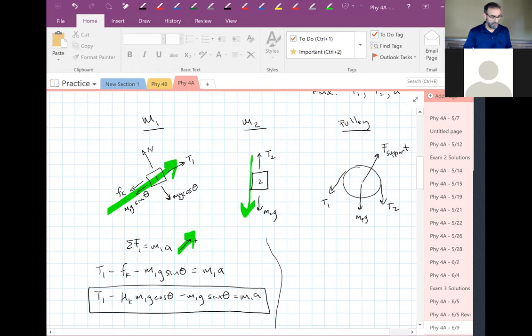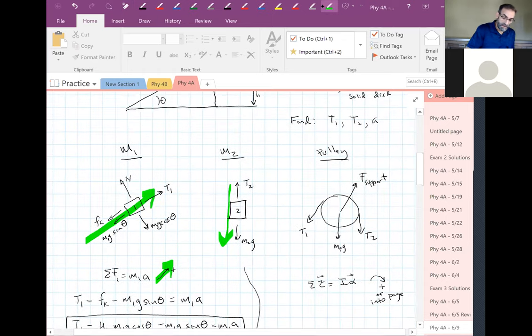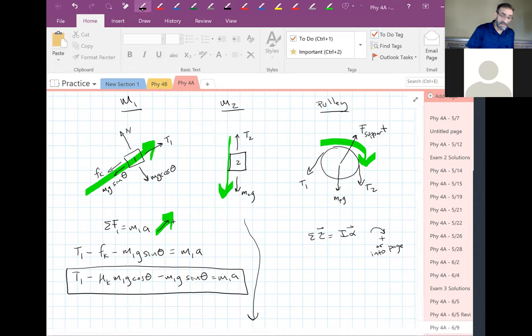Luckily, I have another mass in my system. I have the pulley. And for this object, I'm going to say the sum of the torque is I alpha. And what direction will I choose as positive? Into the page or clockwise. Into the page is a little more correct. Because when M1 goes up the hill in the positive direction, what does the pulley do? The pulley turns in that direction. So I have to make that my positive direction so my accelerations are the same.